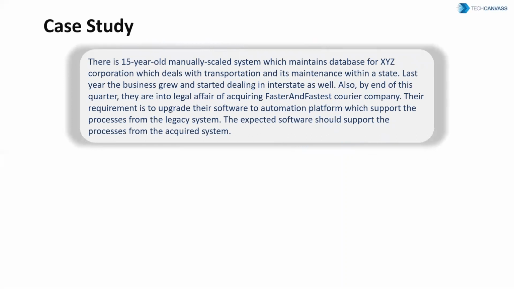Let us discuss with another case study. There is a 15-year-old manually scaled system which maintains database for XYZ Corporation, which deals with transportation and its maintenance within a state. Last year, the business grew and started dealing in interstate as well. Also, by end of this quarter, they are into legal affair of acquiring faster and fastest courier company. Their requirement is to upgrade this software to automation platform, which supports the processes from the legacy system. The expected software should support the processes from the acquired system as well.